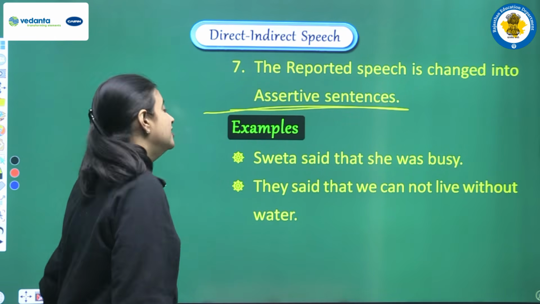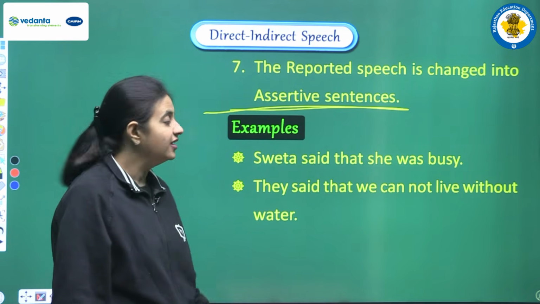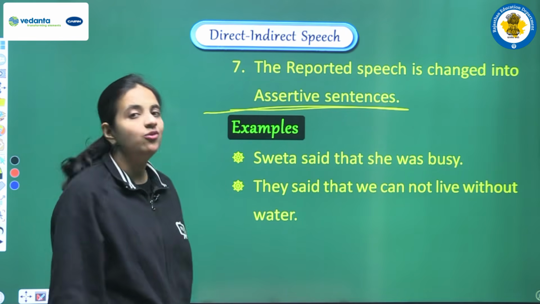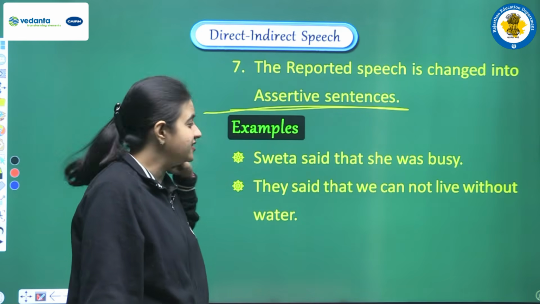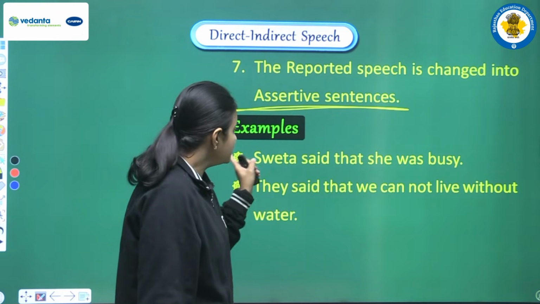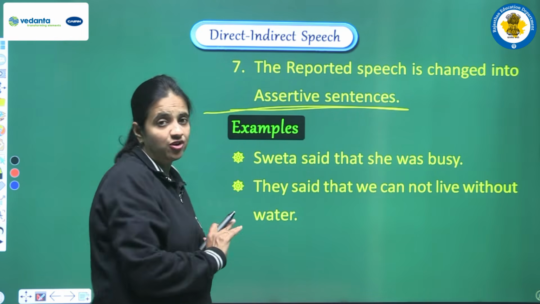So let's read. The first one, Shweta said that she was busy. Second one, they said that we cannot live without water. Now we can do a proper analysis of the sentences. Let's take the first one. Shweta said that she was busy. This is the example of indirect speech. And what are the changes that we can observe here?